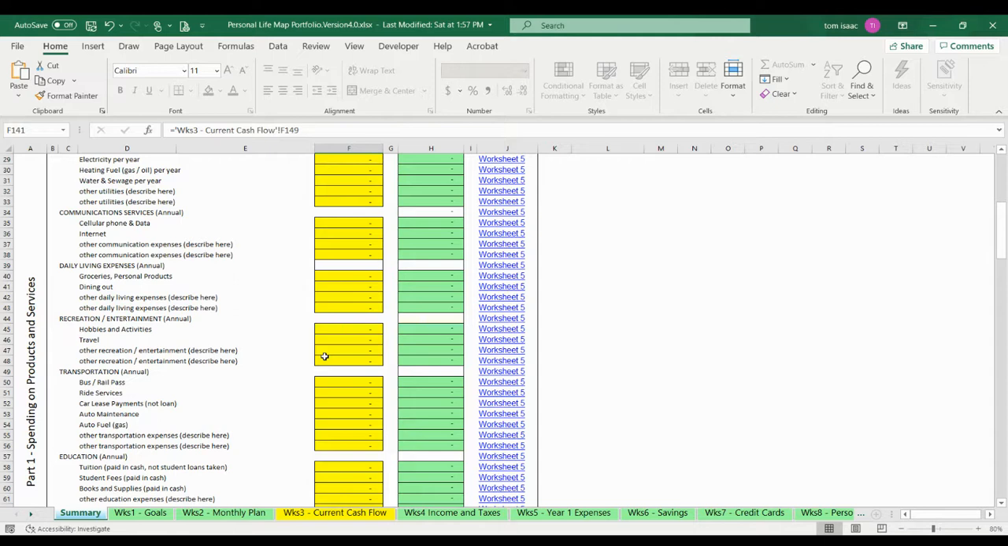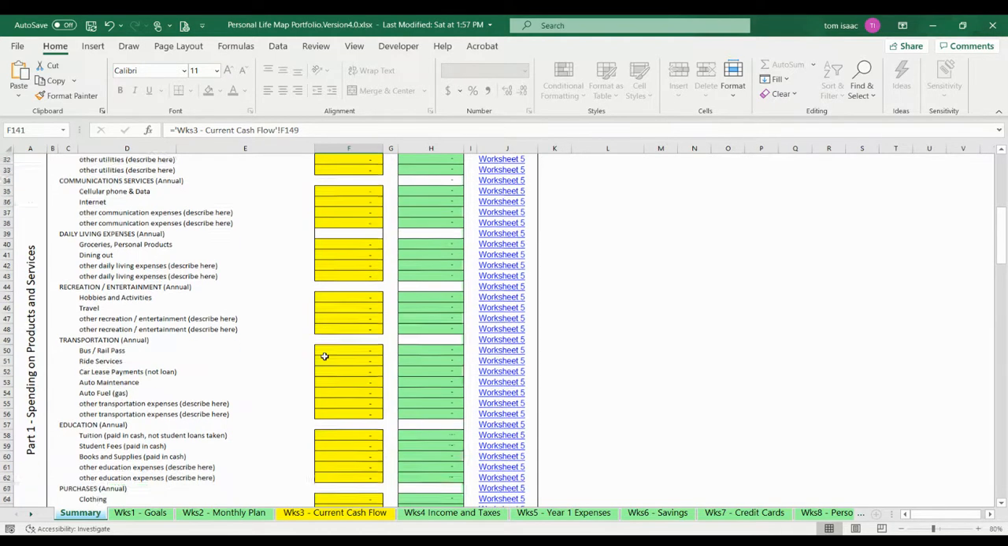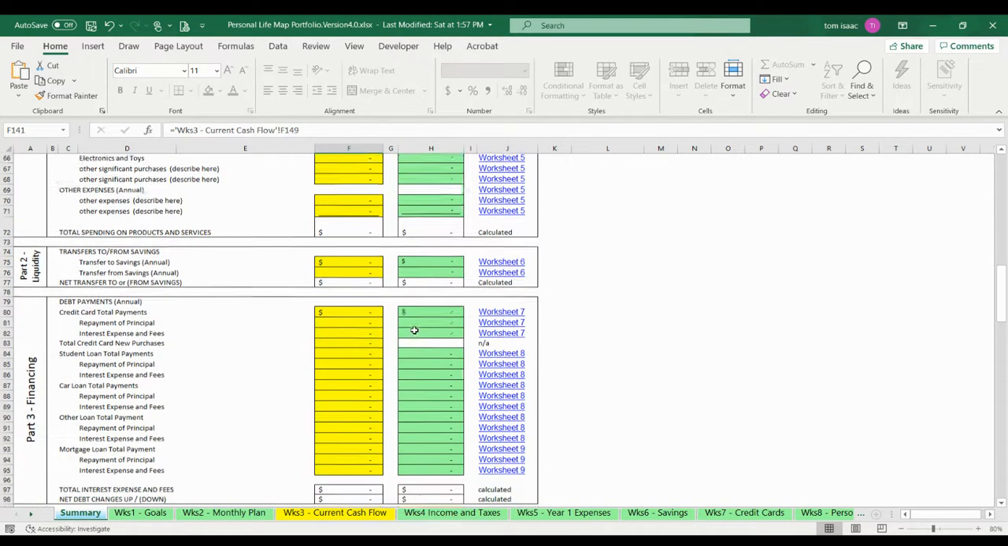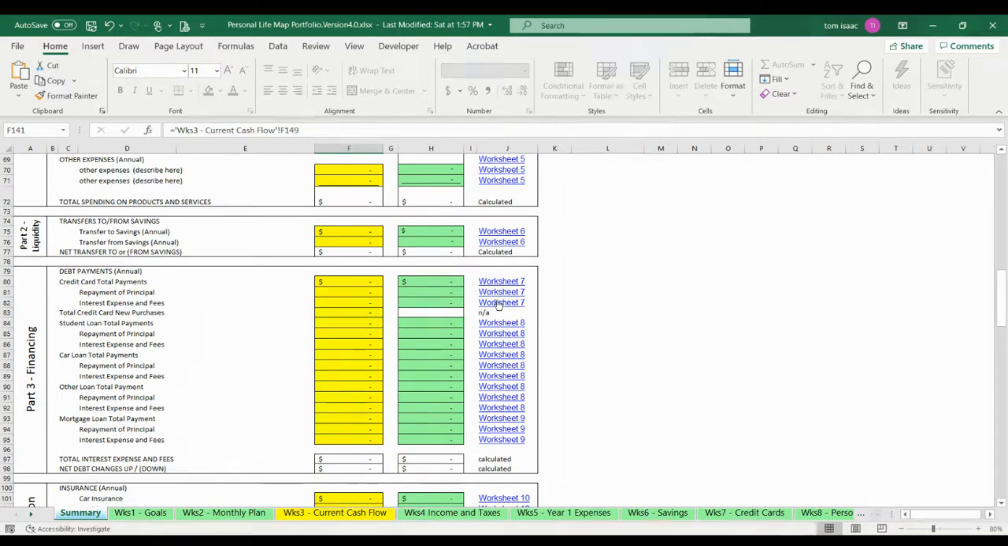And that's because this worksheet is the basis for your final personal life map portfolio final report. So always be checking against this summary worksheet after everything. If you come in here and you say there's something in here that doesn't make any sense to me, follow the link and it will take you to the appropriate worksheet where you can check where those numbers came from.